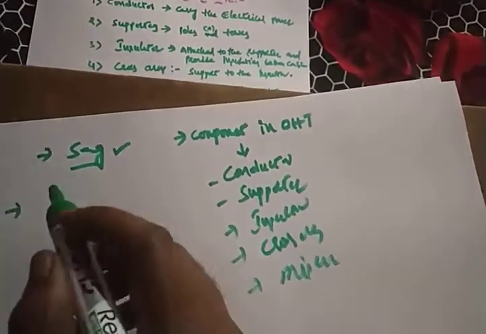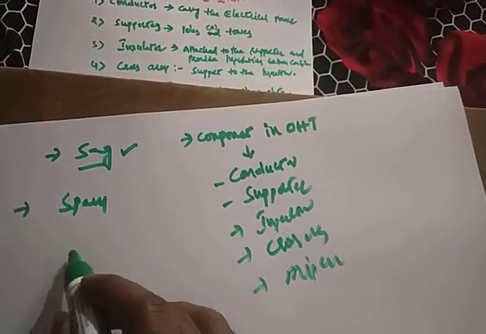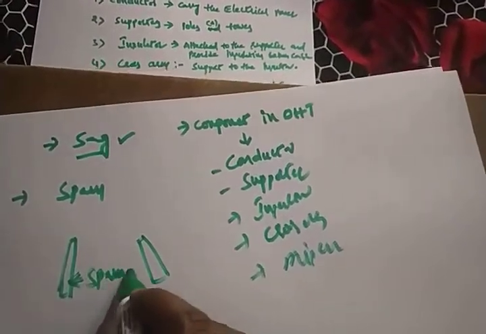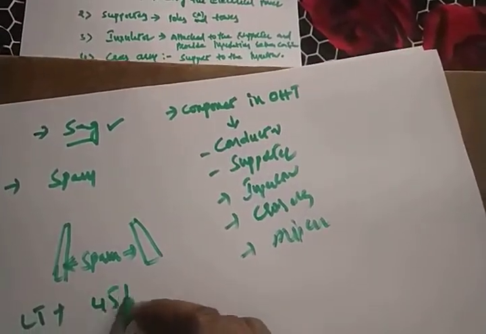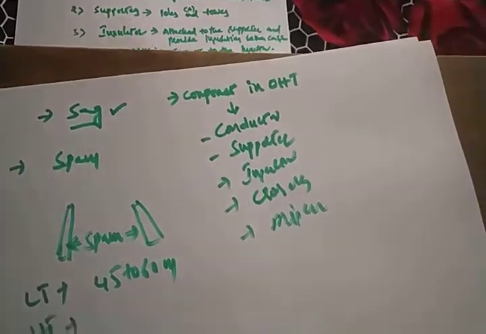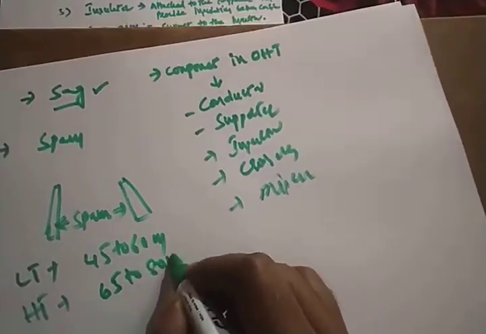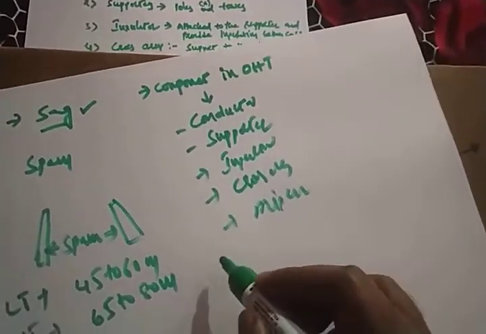Before going to that, we discussed span. So what is span? The distance between the towers of a transmission line we can call a span. For an LT cable, how much span? 45 to 60 meters. For HT, high tension, that means high voltage cables, it should be 65 to 80 meters. After that, we discussed ground clearance.